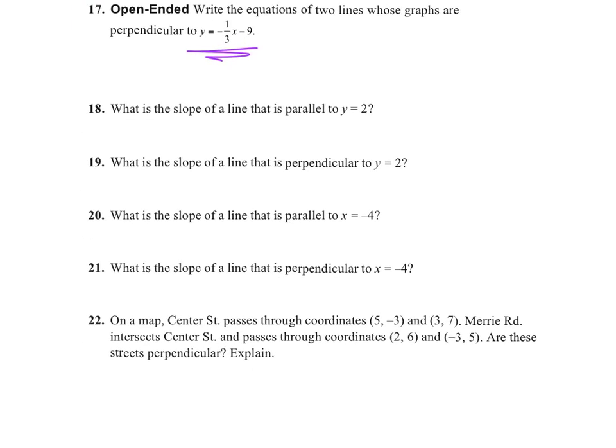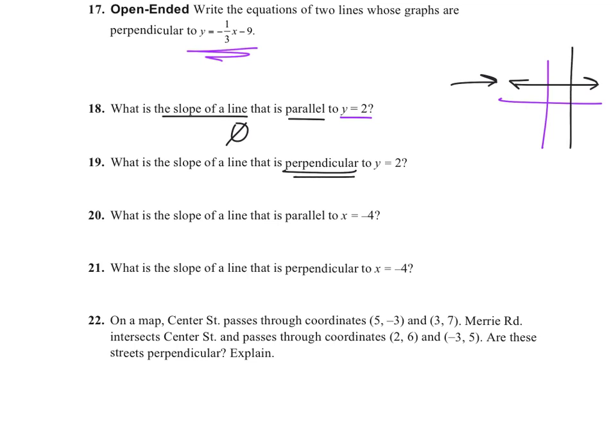Number 18, what is the slope of the line parallel to y equals 2? Now think about this. Y equals 2 is a horizontal line at 2. Okay, so the slope of a line parallel to that. What's the slope of this line? Well, a horizontal line has a slope of 0. So if we're going to be parallel to that, it has to be a slope of 0. The slope of the line perpendicular to y equals 2 is going to be a vertical line, and a vertical slope is always undefined. Okay.